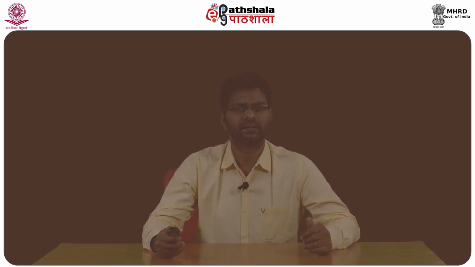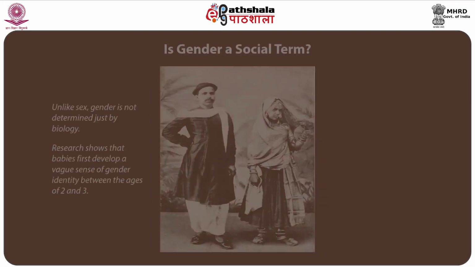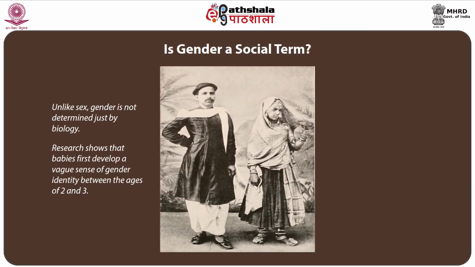If you look at this figure, sex is a biological term which is apparent from the physical appearances of these male and female bodies, whereas gender is a social term. If you look at these two people, the man is wearing a different dress compared to the female, and females have different cultural attributes which are visible in the form of their dress culture.